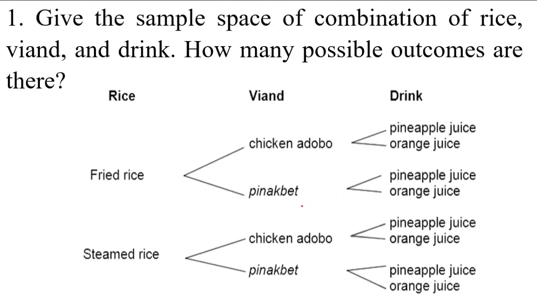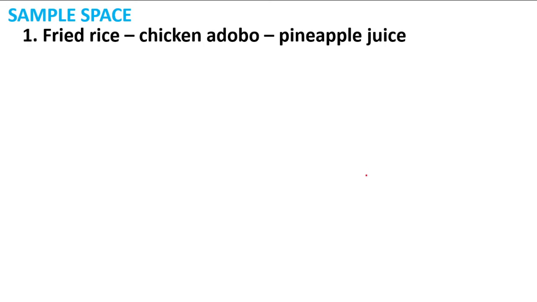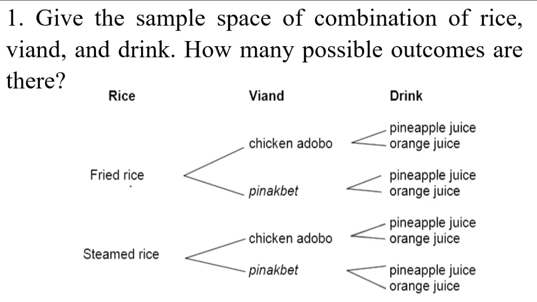Okay? Next, give the sample space of combination of rice, viand, and drink. How many possible outcomes are there? So, ano ang sample space natin dito? Ito lahat. So, kung lilista natin lahat yon: fried rice, chicken adobo, pineapple juice, 1. Fried rice, chicken adobo, orange juice, 2. Fried rice, pinakbet, pineapple juice, 3. Fried rice, pinakbet, orange juice, 4.